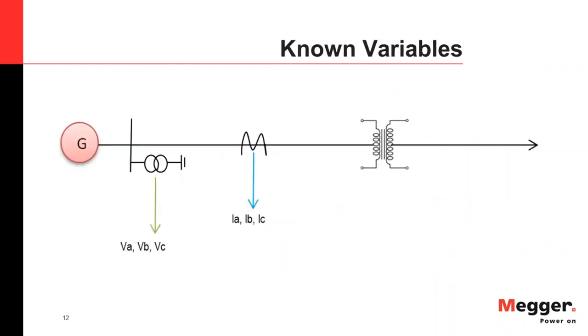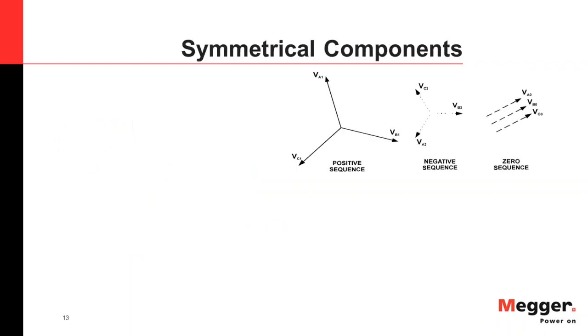Okay, let's talk about a system like this. We take voltages from the PTs and currents from the CTs. So I have the known quantities: my phase A, B, and C voltages, and my phase A, B, and C currents. He said that in any unbalanced system, where I have different magnitudes and phase angles, we can resolve it into symmetrical and balanced systems. So this is how it is done.